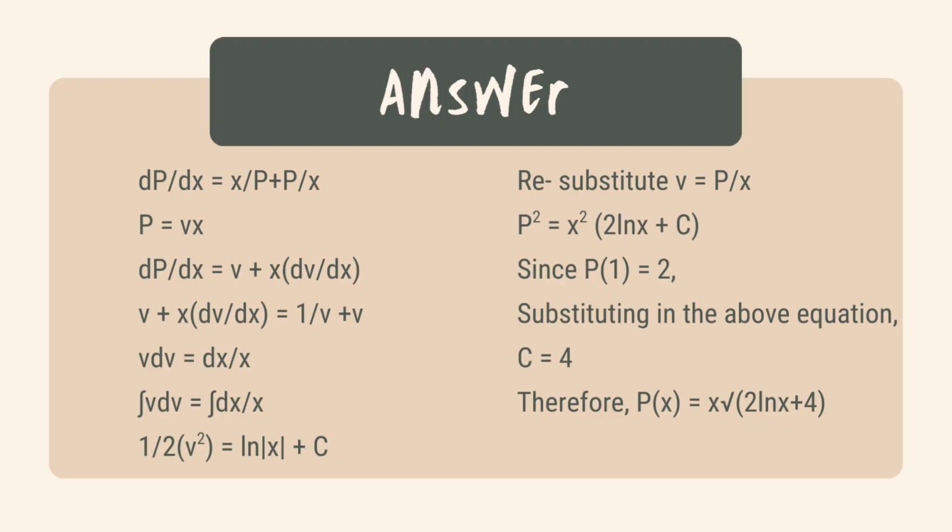We will resubstitute v is equal to P by x. Yes. After resubstituting, since we have been given the value P at 1 is equal to 2, substituting this in the above equation, we get c is equal to 4. Therefore, P of x is equal to x root (2 log x plus 4). Very good. We did it. Congratulations, Vasu. Now you know what homogeneous differential equations are used for.